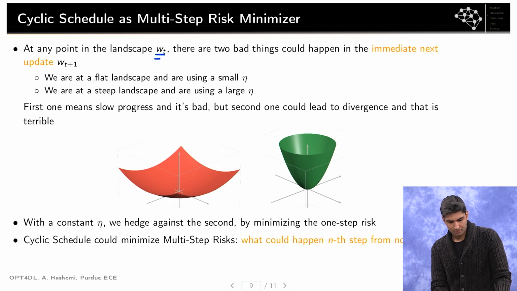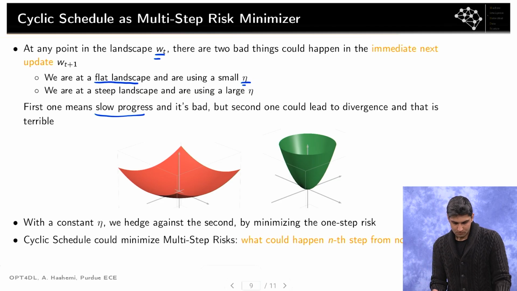it could happen that I'm currently in a very flat landscape. So WT is in a very flat landscape. And in order to go from WT to WT plus 1, I'm using a very, very small learning rate. Okay. So why is this a bad thing? Because it means that I'm going to make very slow progress. Because the step size is small and the landscape is flat, I'm going to barely move.